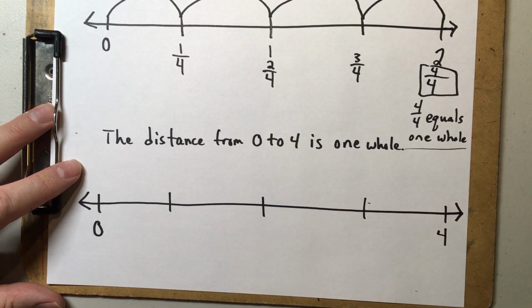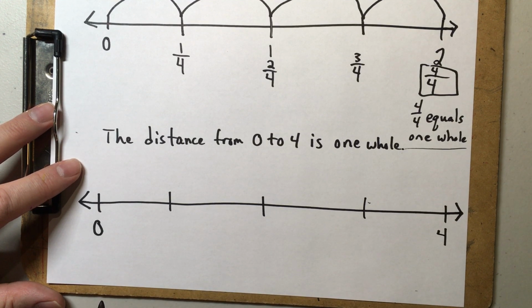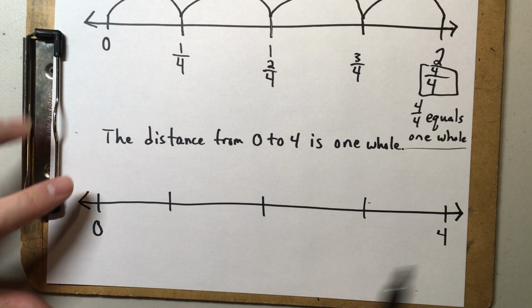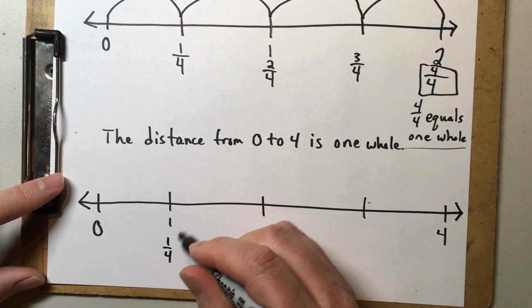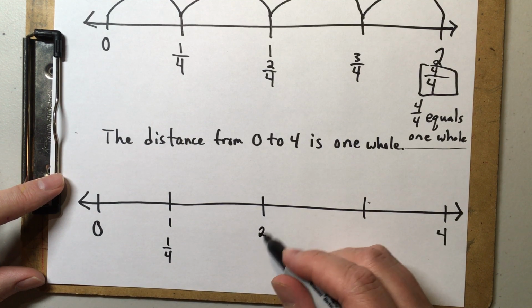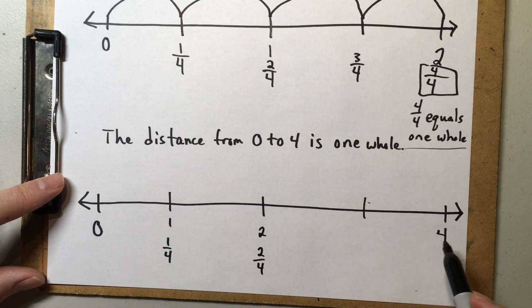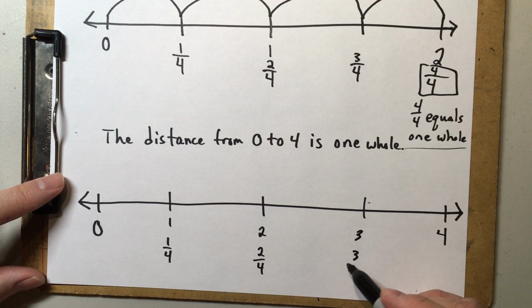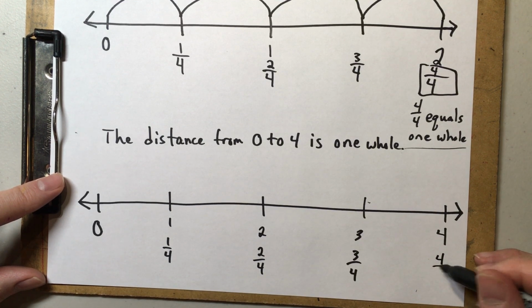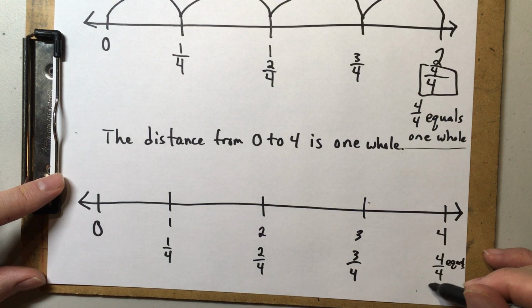When kids are learning, have them think of it like this. If the distance from 0 to 4 is one whole, then the number 1 would be 1/4 of that. The number 2 would be 2/4 of it, or half, because half of 4 equals 2. So you can start making those types of connections with the kids. They'll start getting it. This is where the whole number 3 would be, but 3 is 3/4 of 4. 4 equals 1. 4/4 equals one whole, in this case.